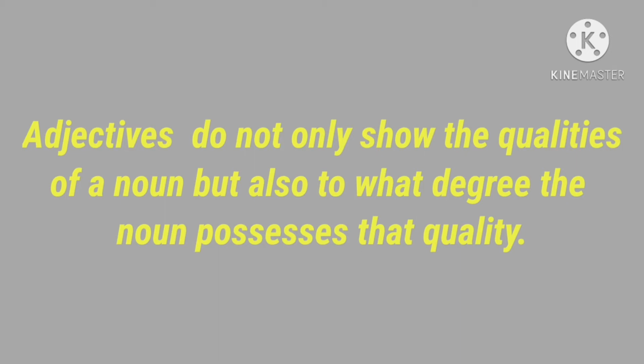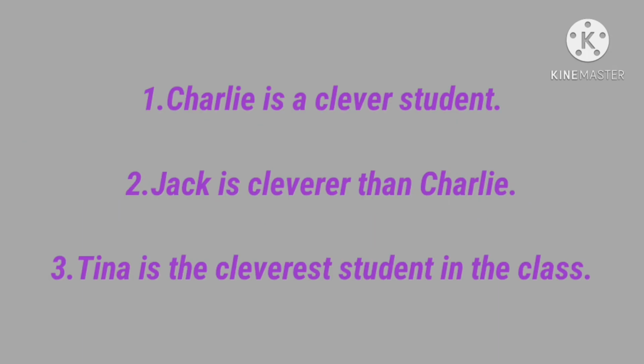Look at these sentences. Charlie is a clever student. Jack is cleverer than Charlie. Tina is the cleverest student in the class. In the first sentence, which is the adjective word? Clever. The adjective clever refers to a quality which Charlie has.